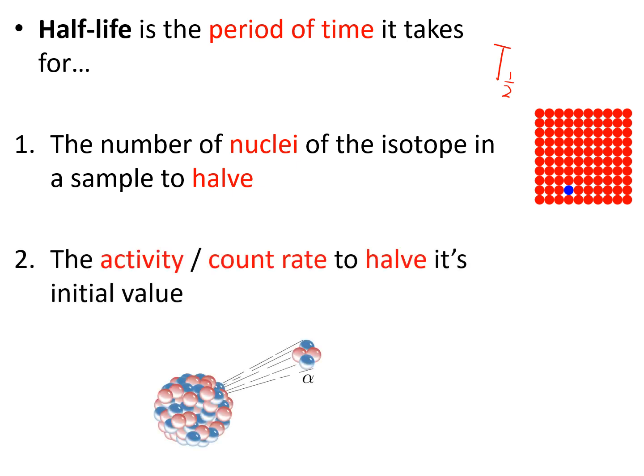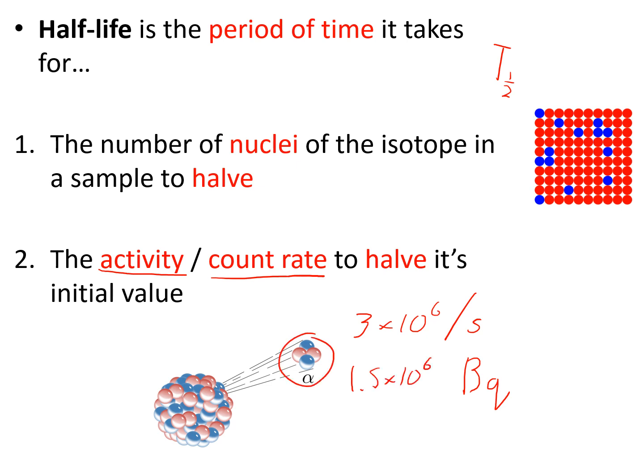Next up is another definition, and it's the amount of time it takes for the activity or the count rate to half, which is kind of the same thing. So let's say this is giving off 3 billion alpha particles per second, or in radioactive terms, you'd say that has a count rate of 3 billion becquerels. It'll be the amount of time it takes to go to 1.5 billion becquerels. So the activity, it's giving off half as many particles per second.